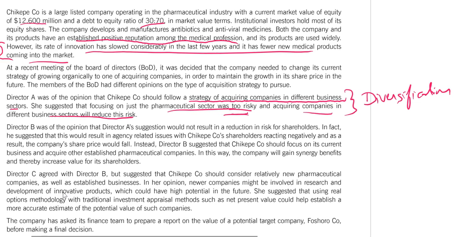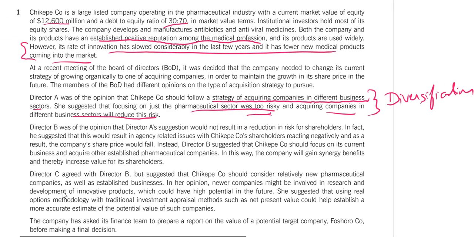So there will be a debate here because we know from our basic knowledge that diversification is the role of the shareholder, not of the company. Director B was of the opinion that Director A's suggestion would not result in a reduction in risk for shareholders. In fact, he suggested that this would result in agency related issues, with company shareholders reacting negatively, and as a result, the company share price would fall.